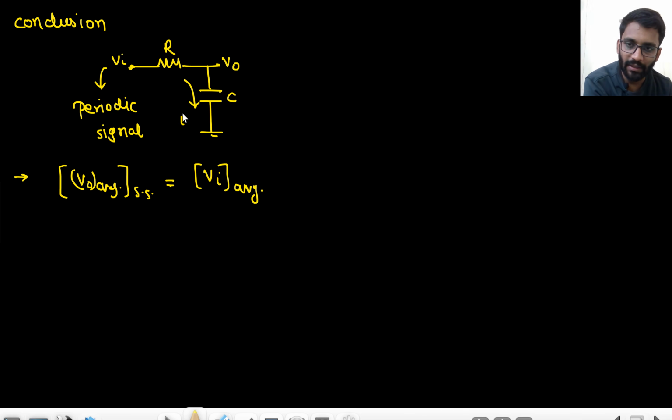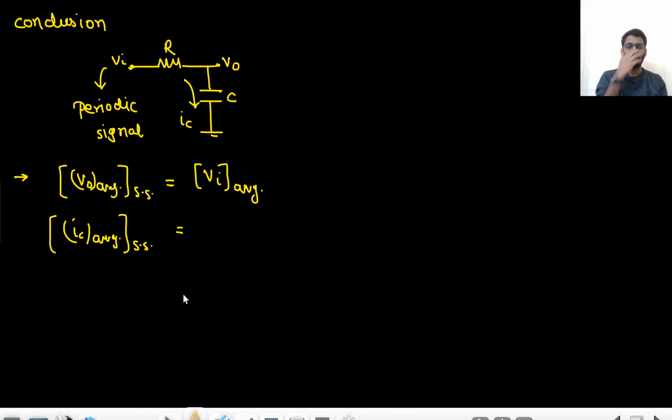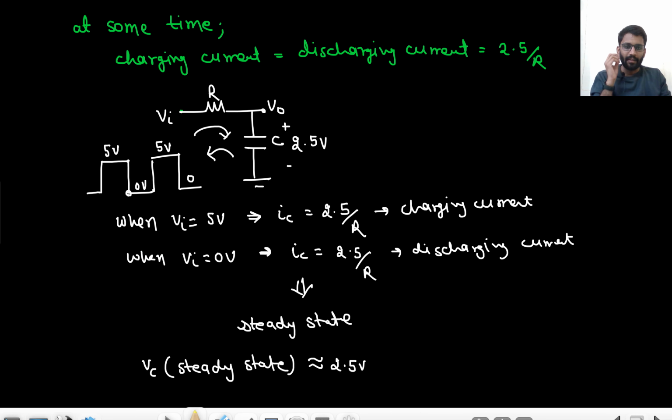And what about the current? What is the IC average at steady state? Tell me what will be the IC average at steady state? At steady state, what will happen? Charging current is 2.5 by R, discharging current is 2.5 by R. So 2.5 by R minus 2.5 by R.